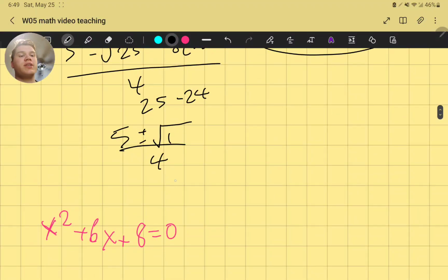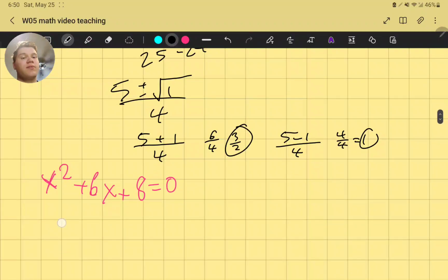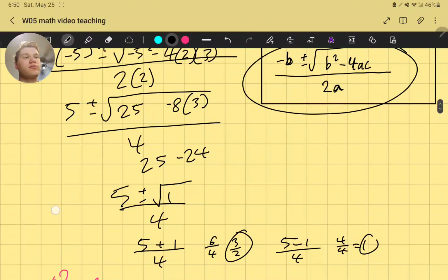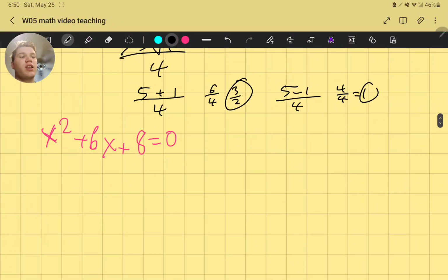The square root of 1 is 1, so we're going to have 5 plus 1 divided by 4, which is 6 over 4, or 3 over 2. And then we're going to have 5 minus 1 over 4, which is equal to 4 over 4, which is equal to 1. Those are our two x values. And that's going to be the quadratic formula.